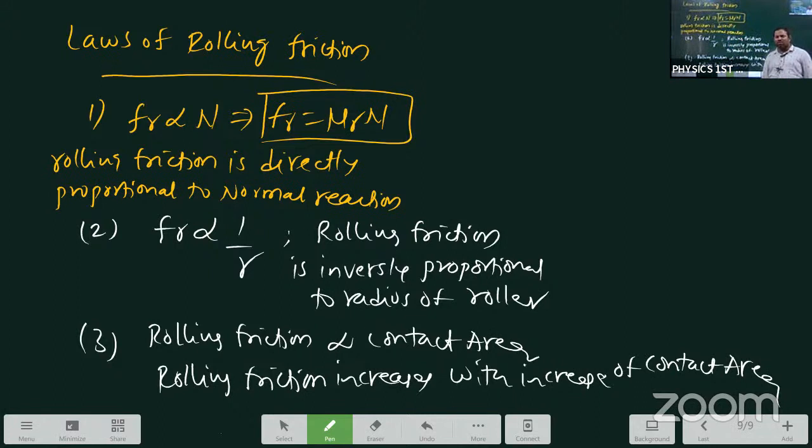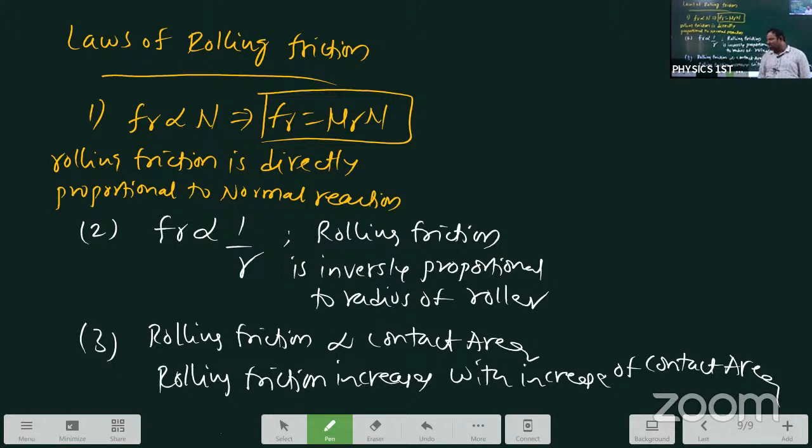Last time you got a question from advantage and disadvantage of friction. Other than that, the remaining questions: rolling friction, dynamic friction, limiting friction. This is the laws of rolling friction. All these questions are from laws of motion. Tomorrow we'll discuss another topic.